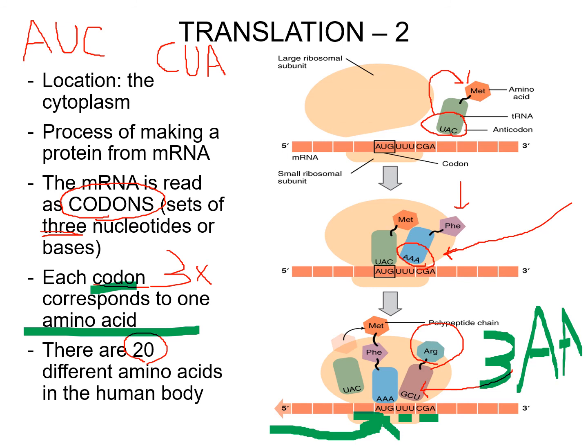So that's what we're doing here. This is the translation part. We're taking all these weird letters, A, U, C, C, U, A, and we're translating them to amino acids, and we're lining them up. And the ribosome's lining them up and keeping them in order, and that's eventually what's going to lead to our protein.